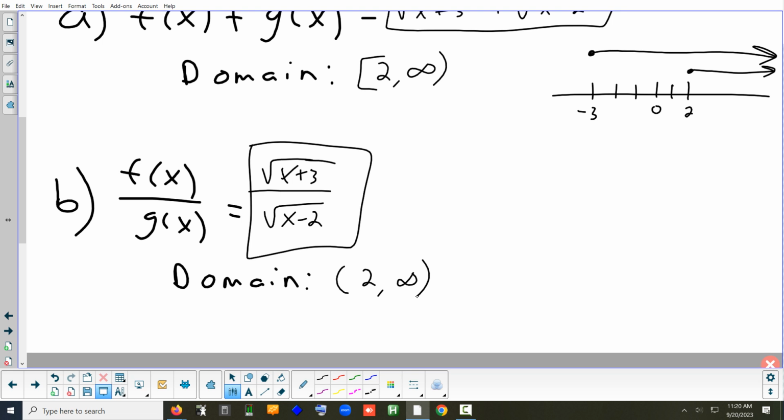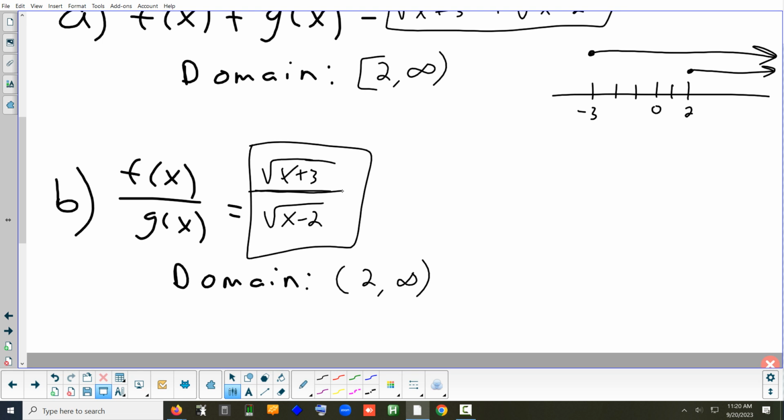So not only do you have to find where the domains overlap, which we did in the last problem, you also can't plug in the number 2 here because 2 minus 2 gives you 0. Square root of 0, that's okay, 0. But the problem is this divided by sign. You can't divide by 0. So that's why the number 2 cannot be plugged into x, because it's a fraction this time.